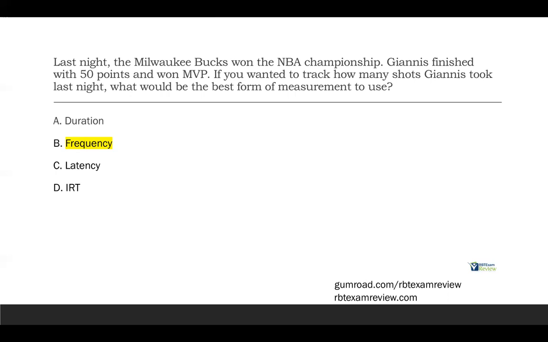Again, start applying these concepts to everyday life, okay? All the concepts you're learning, and you're going to become much, much better at this.